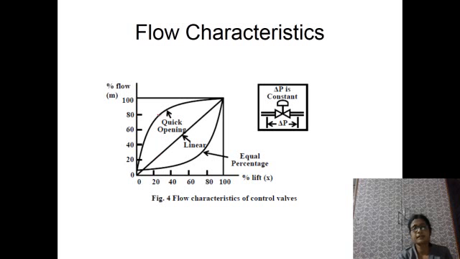So this is quick opening. Again, this is for on-off type control action, with the consideration that delta P is constant. The pressure difference between the upstream and downstream of the valve is constant. Linear type means when it is linearly responded. That means the response in terms of flow rate with the stem lift is linearly related, and equal percentage equally changes the percentage.